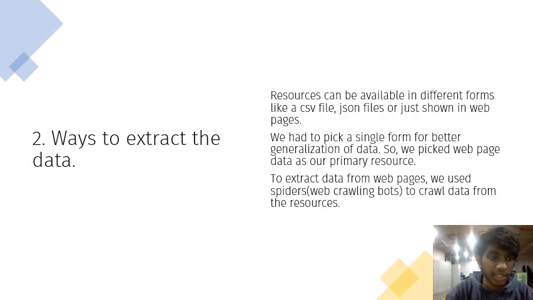Now these data types can be in different forms like CSV file, JSON file, or just shown in the web pages. We had to pick a single form for better generation of data. So we picked single web pages as our primary resource. To extract data from web pages, we used spiders or web crawling bots to crawl data from these resources.